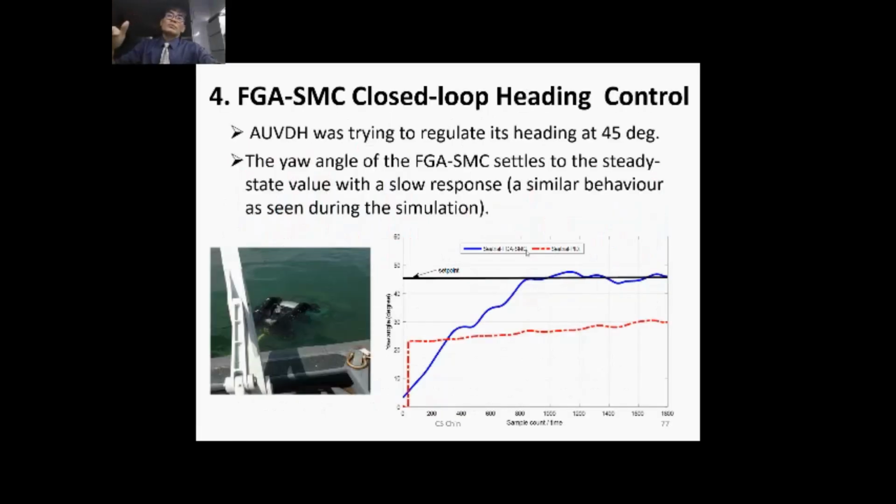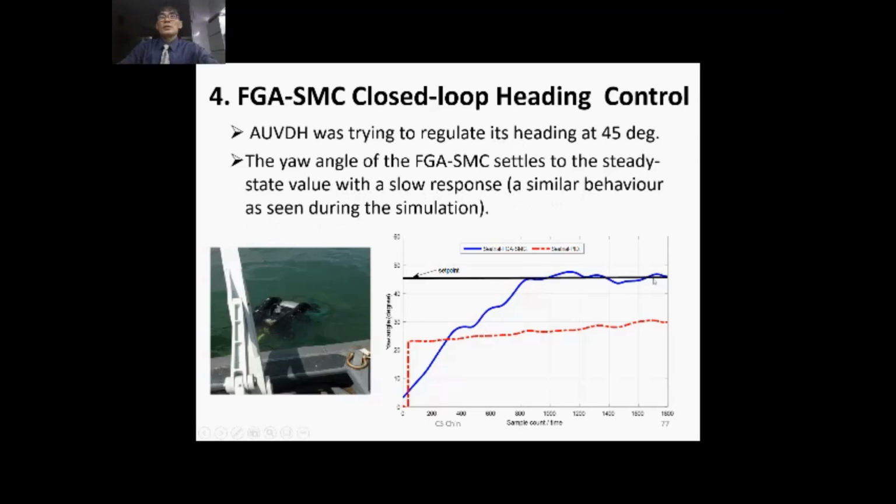Not only for the heave or the Z-axis control, we also look at the heading control for the proposed controller. Same thing, we also compare with the PID. You can see that we're trying to rotate the ROV about the Z-axis. Alright, so the yaw angle basically settled to steady state with a slow response. Similar behaviors can be seen during the simulation as well.